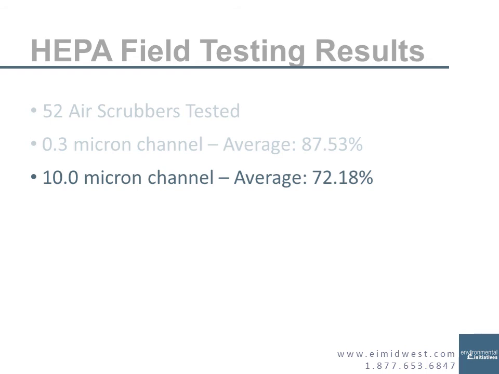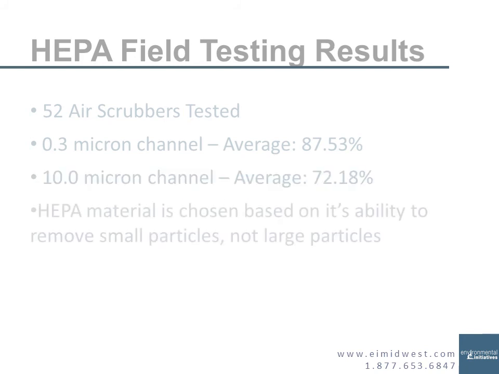Now here's the thing, at the 10 micron channel, the average went down to 72%. And I told you before that what we think is going on is that these companies are challenging their filter material against 0.3 microns, and they're changing the filter so that it's good for that particle. But that doesn't mean it's going to be good for other sized particles. And in this case, yeah, in general, the larger particles are not being caught as much.